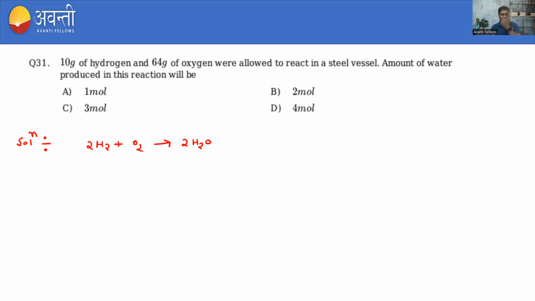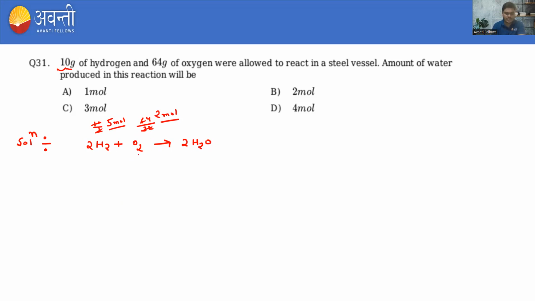Now quickly convert all this into mole. Here 10 gram of hydrogen. 10 gram of hydrogen means what, beta? Hydrogen has molecular mass 2, so that is 10 by 2, which is equal to 5 mole, right? Similarly for the oxygen, this is 64 and O2 has molecular mass 32. On solving, you'll get 2 mole, right? So 2 mole of O2 and 5 mole of H2 hydrogen is given according to the question.